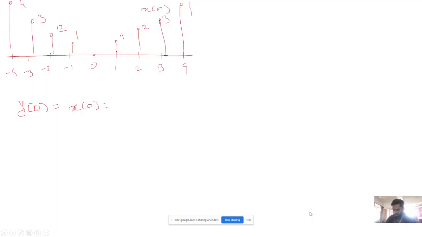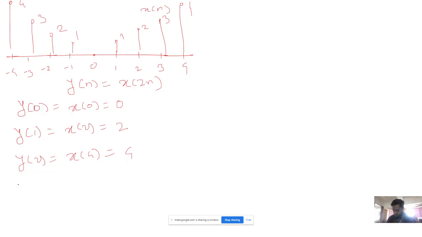So y of 0 is going to be x of 0, which is 0. y of 1 is going to be x of 2, as I am writing over here, y of n is equal to x of 2n, and it is going to be 2. y of 2 is going to be x of 4, which is 4. y of minus 1 is x of minus 2, which is 2, and y of minus 2 is x of minus 4, which is 4.